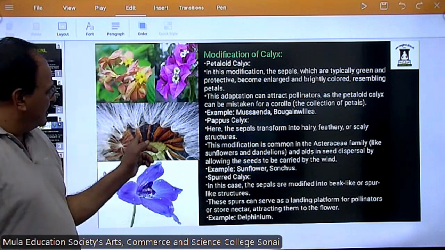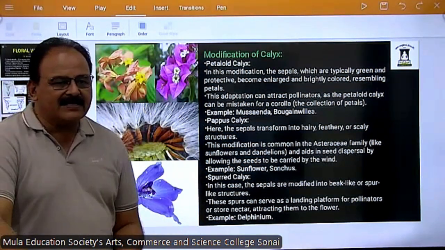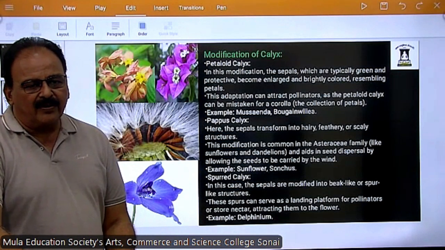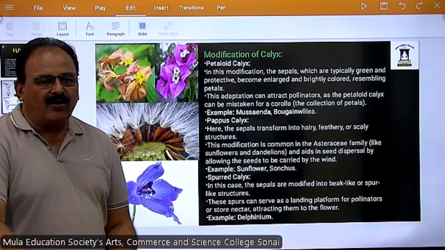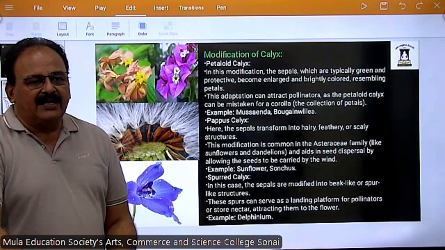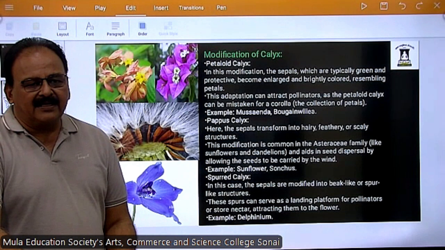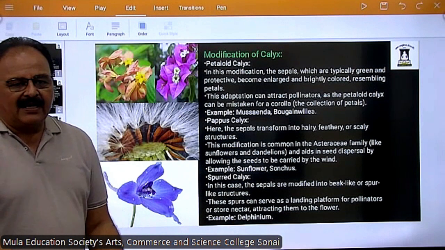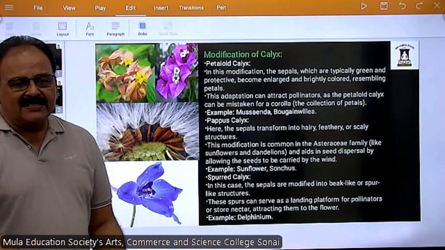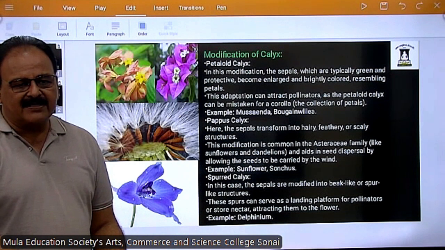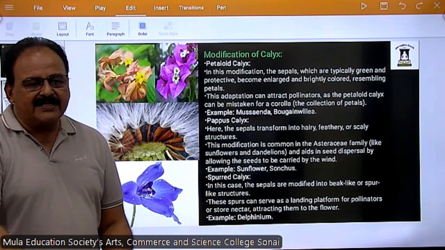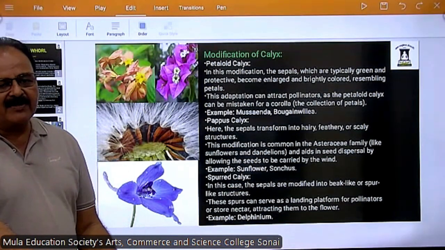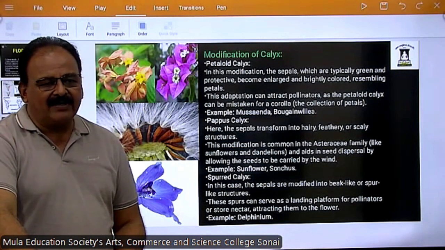Then second type is pappus calyx. Here the sepals transform into hairy, feathery or scaly structures. This modification is common in the Asteraceae family like sunflower and aids in seed dispersal by allowing the seeds to be carried by the wind from one place to another place. For example, sunflower, sonchus, safflower.